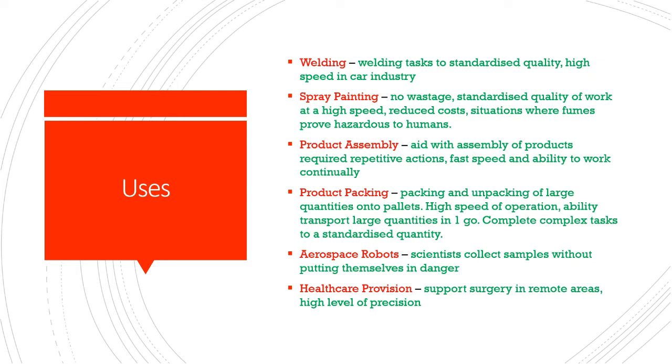You then have the product assembly, such as whenever you're assembling a car together, all the different parts, that robots will aid with the assembly of products, and they basically take away the repetition that bores employees as well. So it's fast, and it has the ability to work continually as well. So product packing then is another use, which is the packing and unpacking of large quantities of products onto pallets. The high speed of the operation and the ability to transport large quantities in one go allow the robot to be very good, and it also allows it to complete complex tasks to a standardized quality like usual.